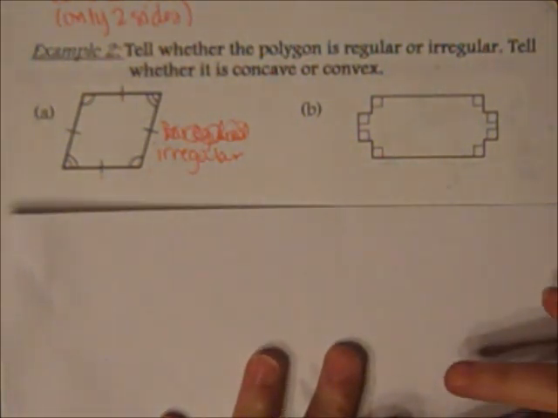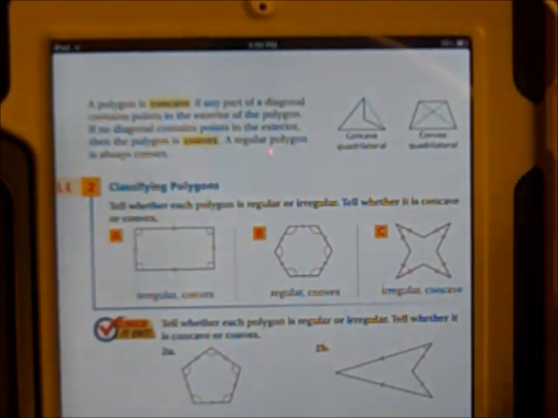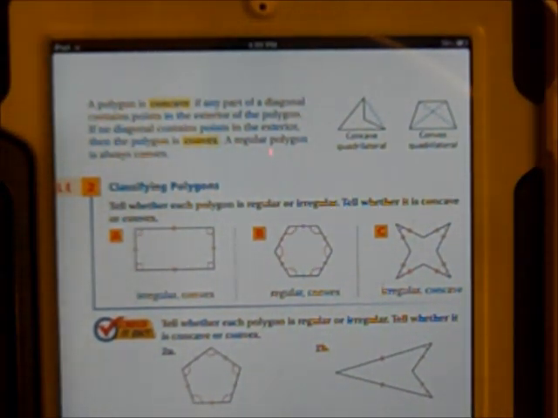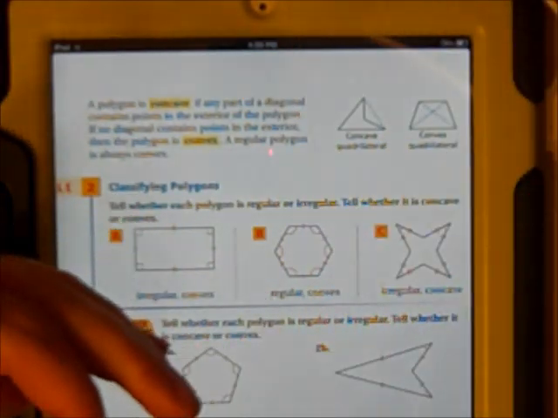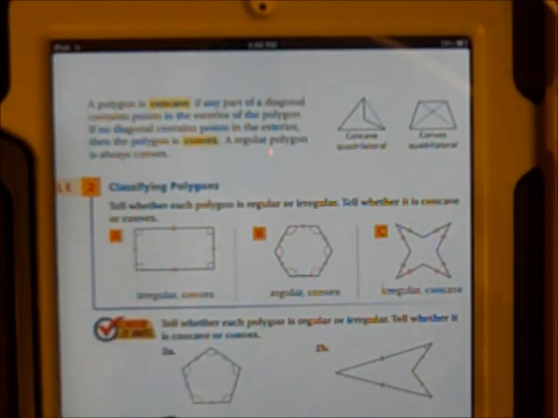There we go. Irregular. Oh, we didn't talk about convex and concave. I'm silly. So convex means that everything points outward. Concave means that something is caved in and it points towards the center. So concave is pointing in, convex is everything is pointing out.